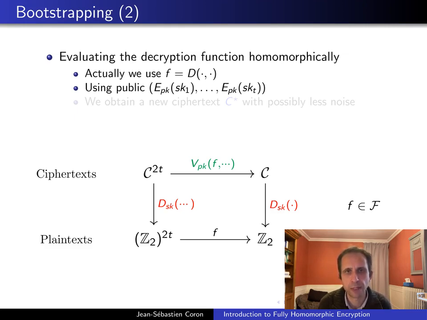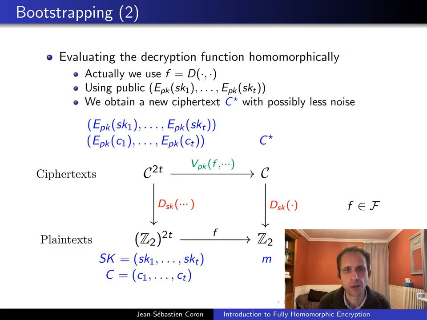So this time we assume that we have a function f, a circuit that takes as input the bits of the secret key. So I assume that we have t bits of the secret key and the t bits of the ciphertext. Here, for simplicity, I assume that they have the same size, but of course they don't necessarily have the same size. So in that case, in the plaintext world, if we take as input the bits of the secret key and the bits of the ciphertext, eventually when we decrypt, we obtain on the bottom right the message m.